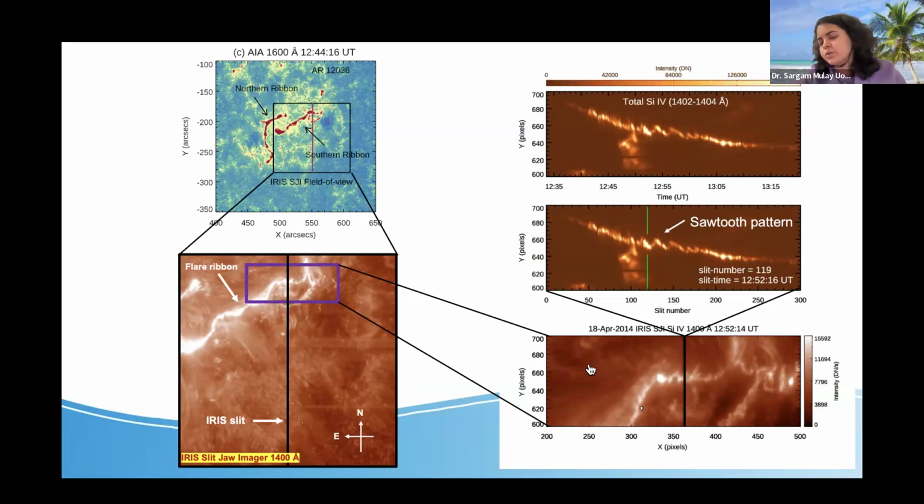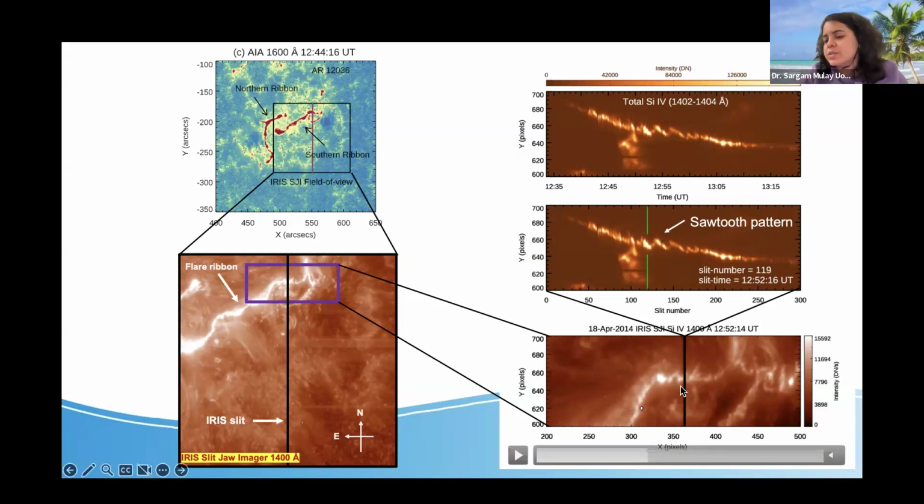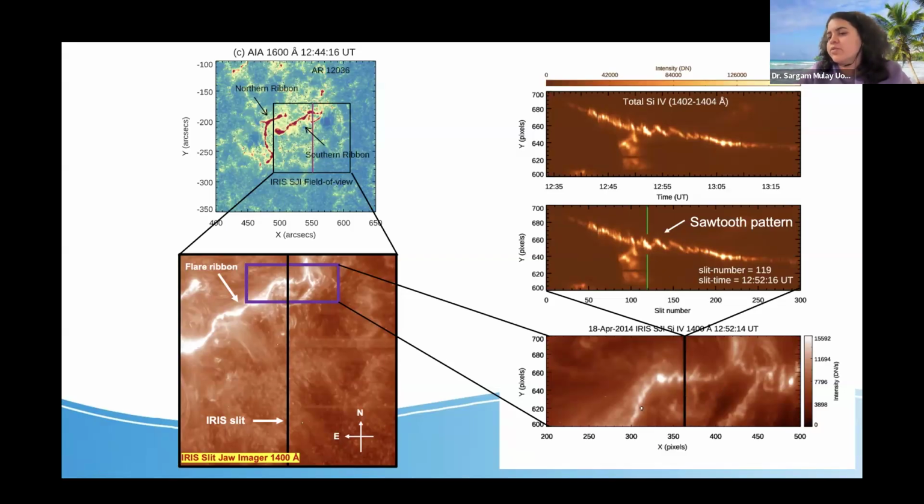We are still learning more about what might be the cause, because it is not everywhere along the flare ribbon. It only appears at a particular time of the flare, before the GOES peak. So we are more interested in learning why they appear at that particular time, just before the peak of the flare.